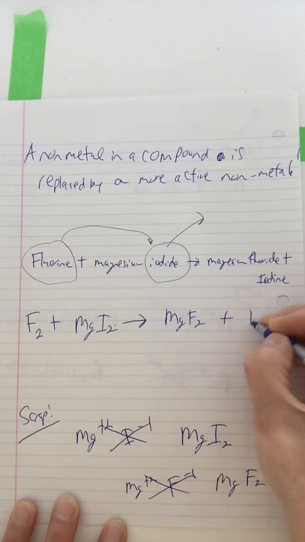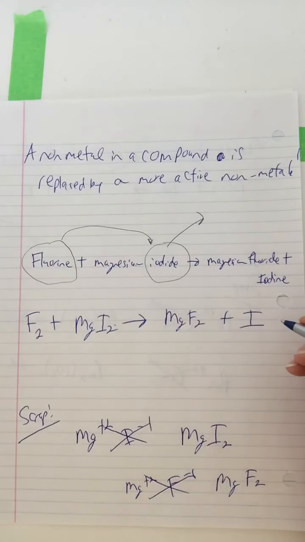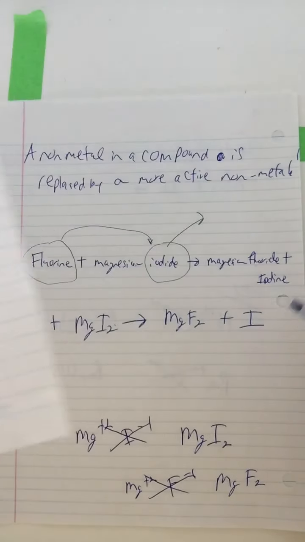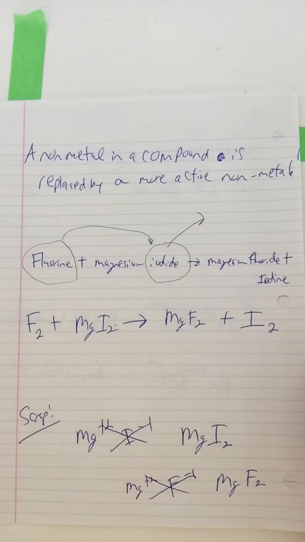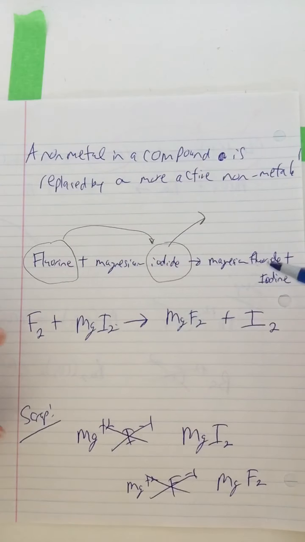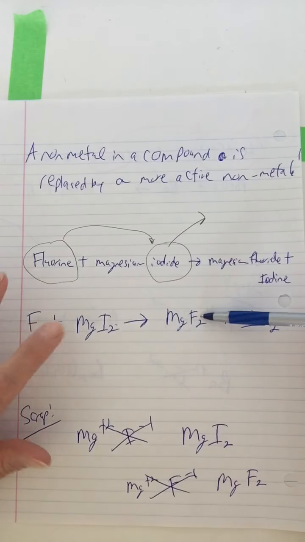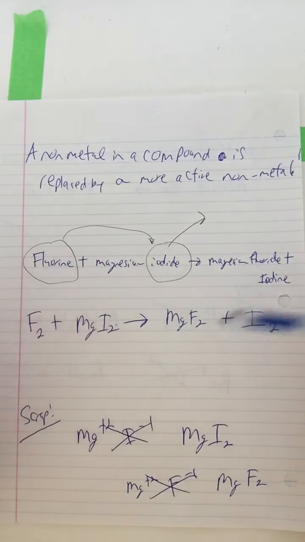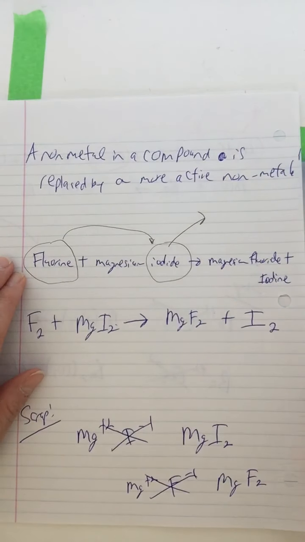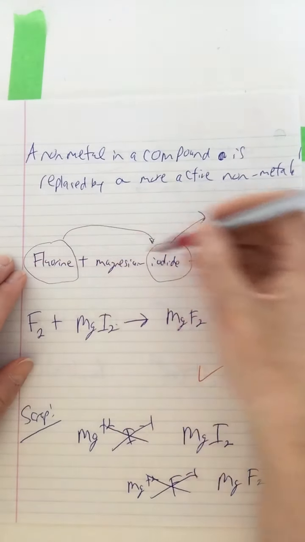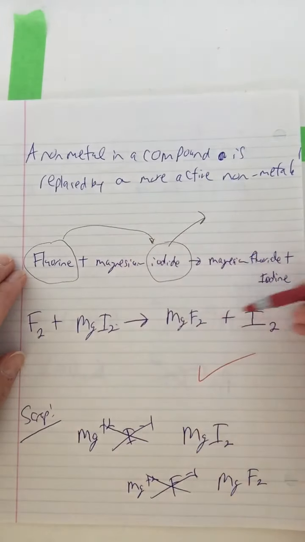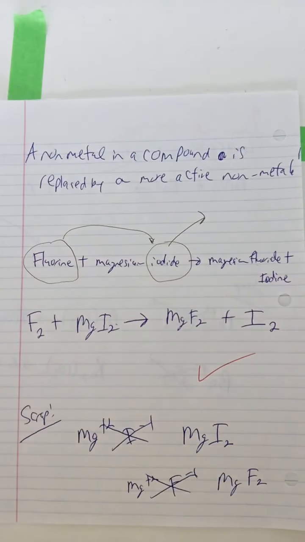Plus, I get iodine. We better look. Is he a super 7? Yep, he is. So he's special. He gets a 2. Now we got to balance it. It's actually balanced. Have a look. 2 Fs, 1 Mg, 2 Is. Done. We are done. We've written it out. We predicted the products. We wrote it out. And we balanced it. Okay?